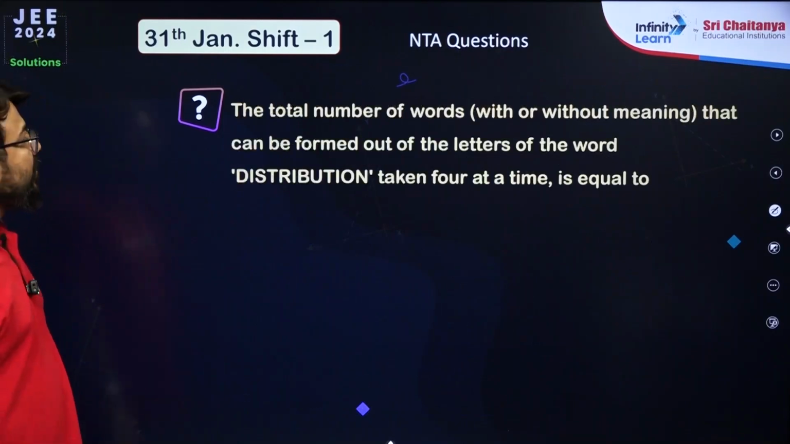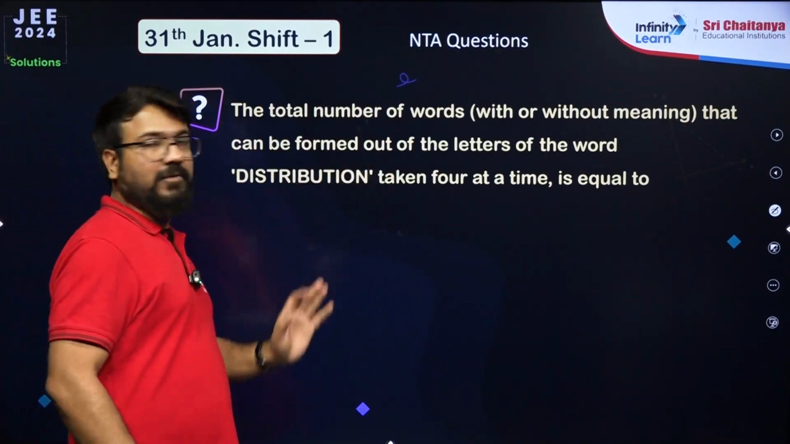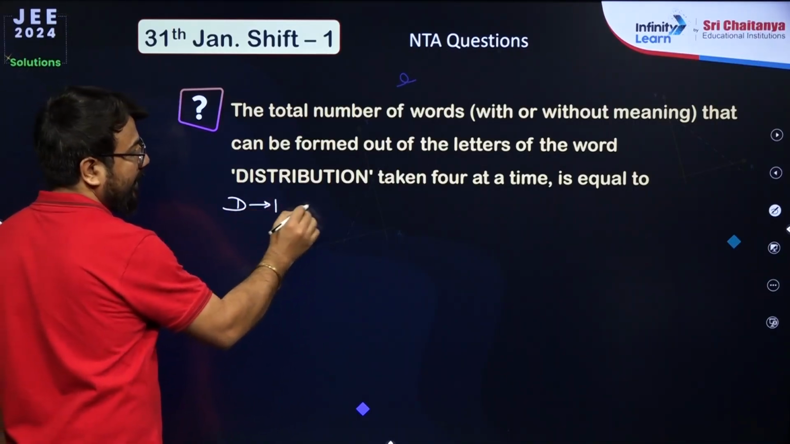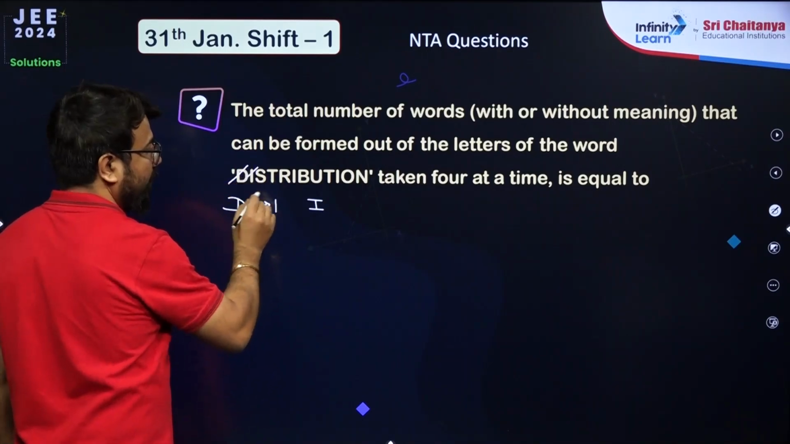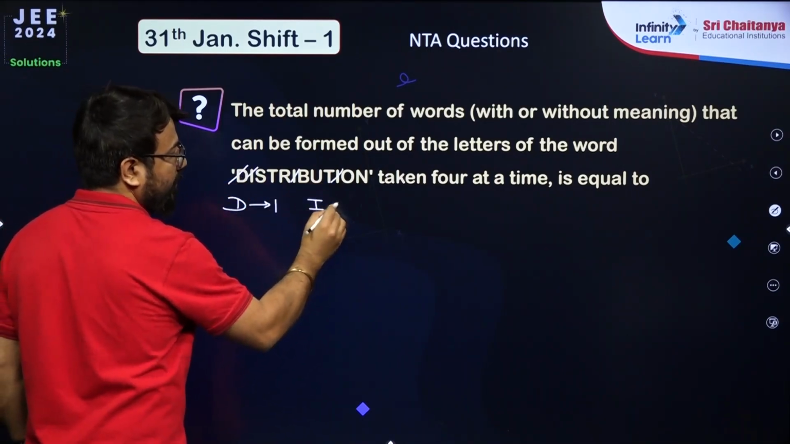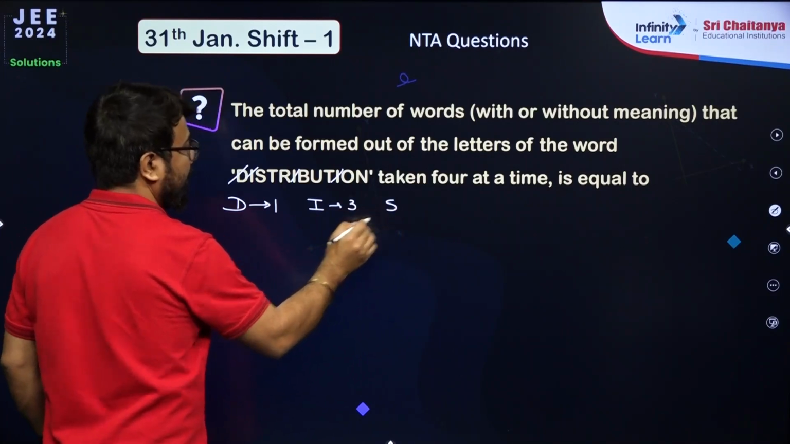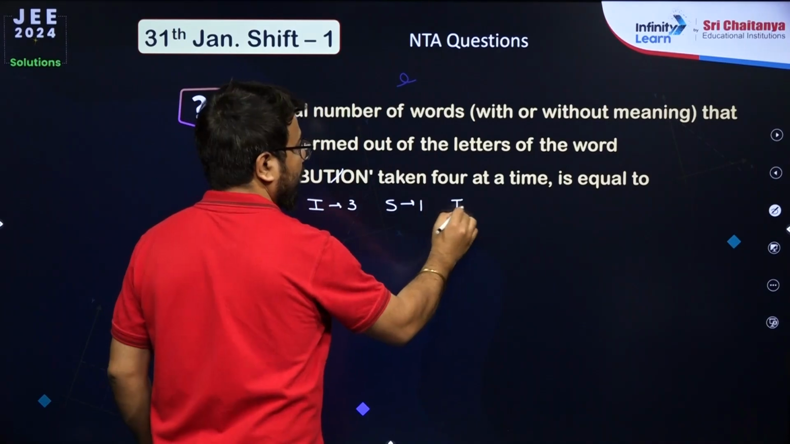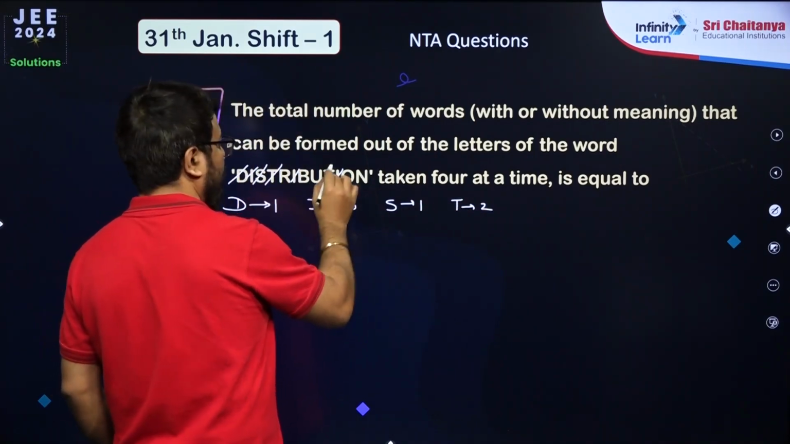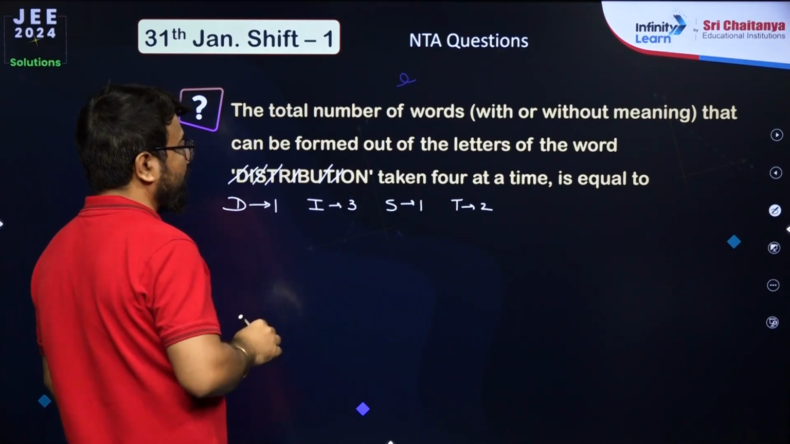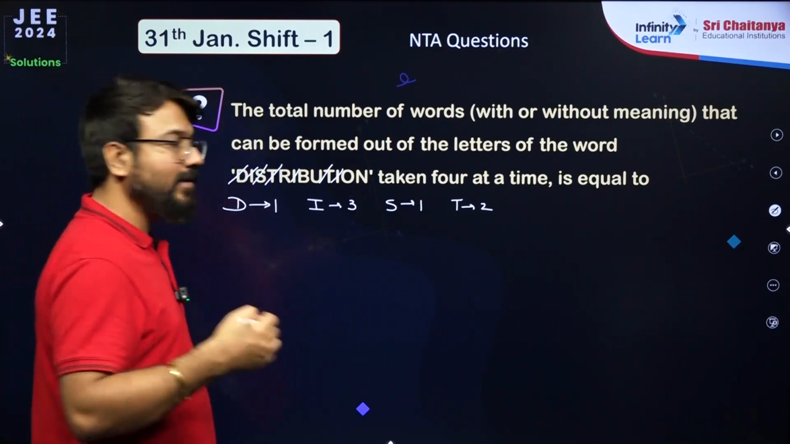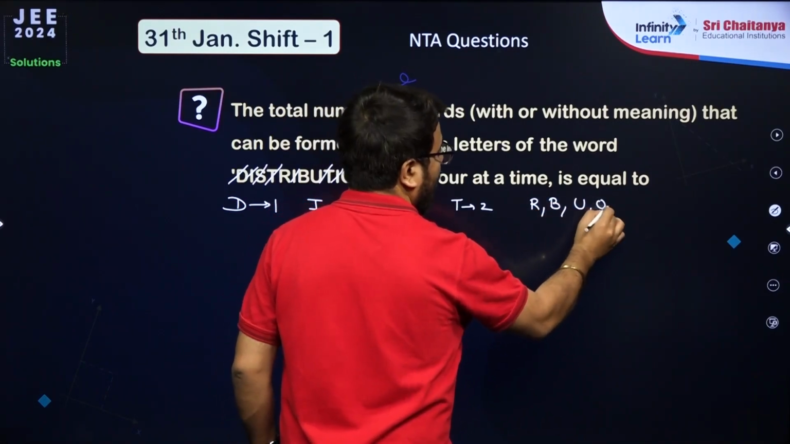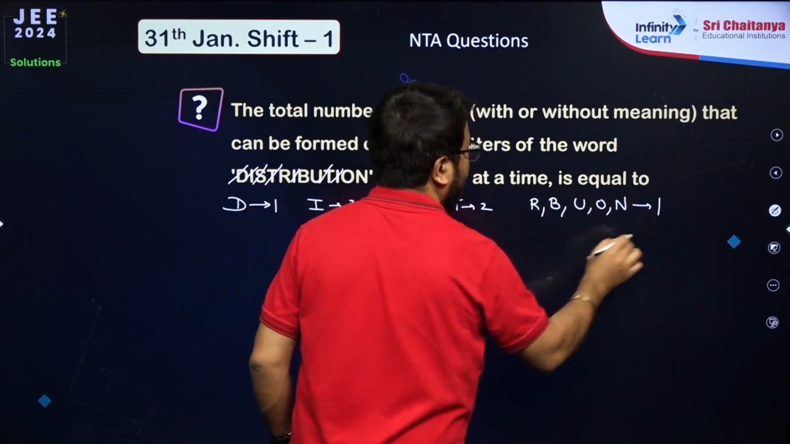The total number of words with or without meaning that can be formed out of the letters of the word distribution. If I talk how many D's are there, it is 1. How many I will be there? 1, 2, 3. How many S are there? Only 1. How many T are there? 2. R is 1, B is 1, U is 1, O is 1, N is 1. R, B, U, O, N, everyone is 1.